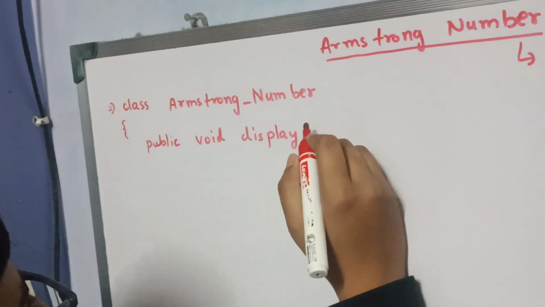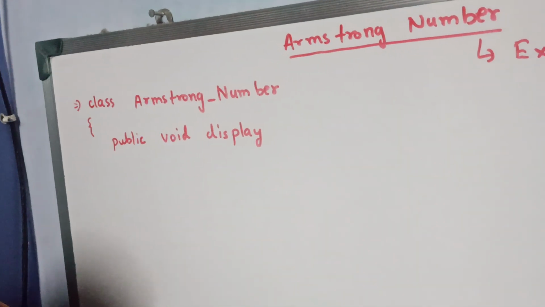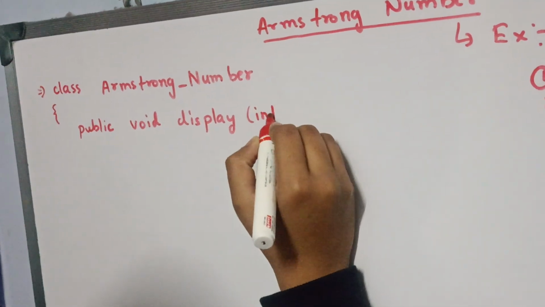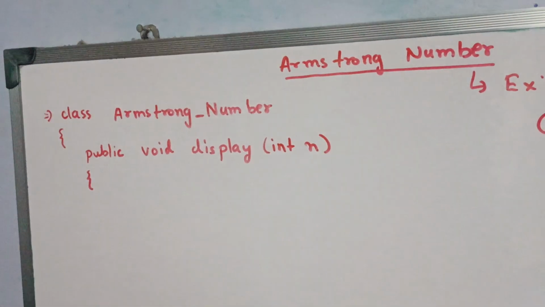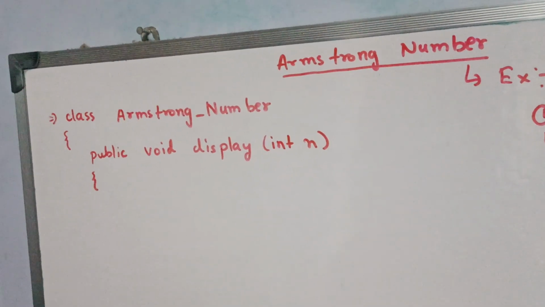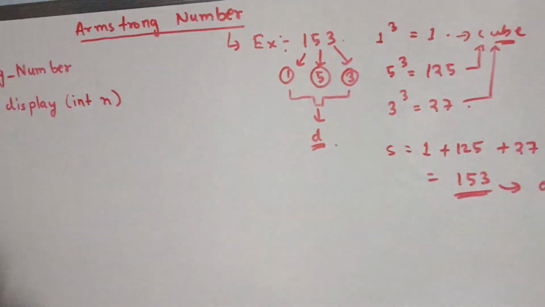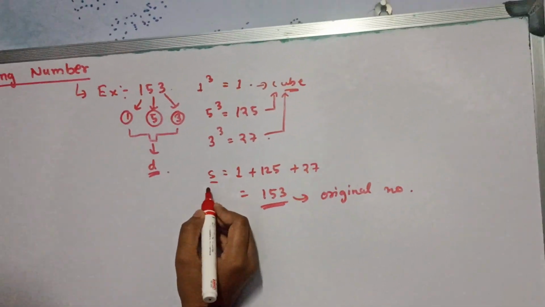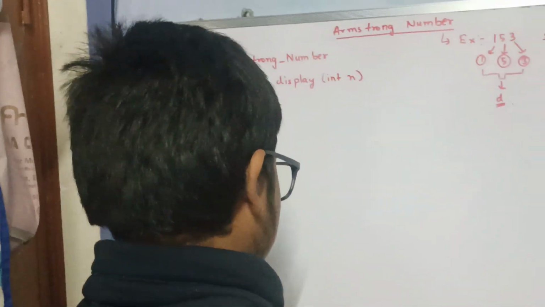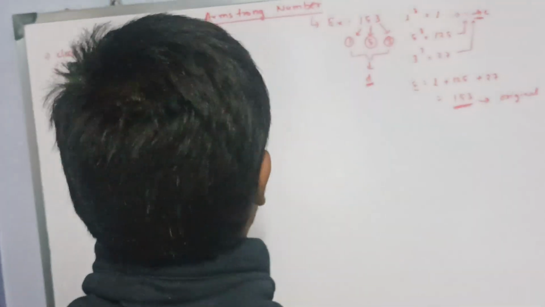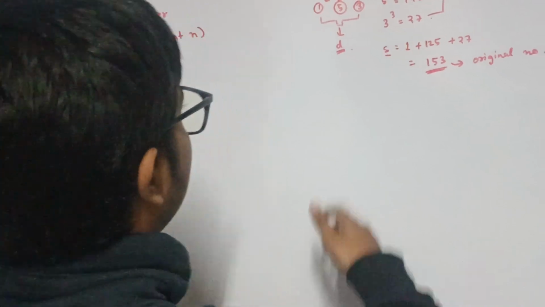So public void display, and I have to input a number whose data type must be integer. So int n. Next we will initialize and declare some variables in order to store the digit, the cube of each digit, and the sum. So int d equals 0. This d variable is required in order to store each digit after its extraction from the number.